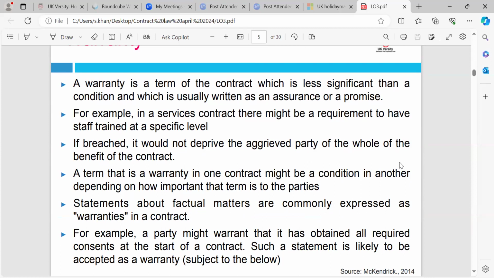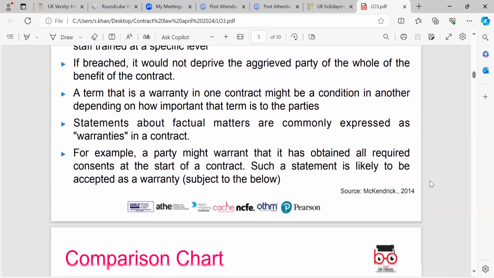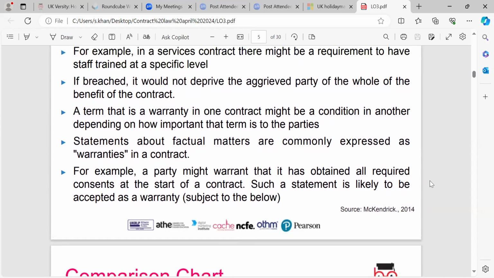A term that is a warranty in one contract might be a condition in another, depending on how important the term is to the parties. Statements about factual matters are commonly expressed as warranties in a contract. For example, a party might warrant that it has obtained all required consents at the start of the contract. Such a statement is likely to be accepted as a warranty, subject to the below.